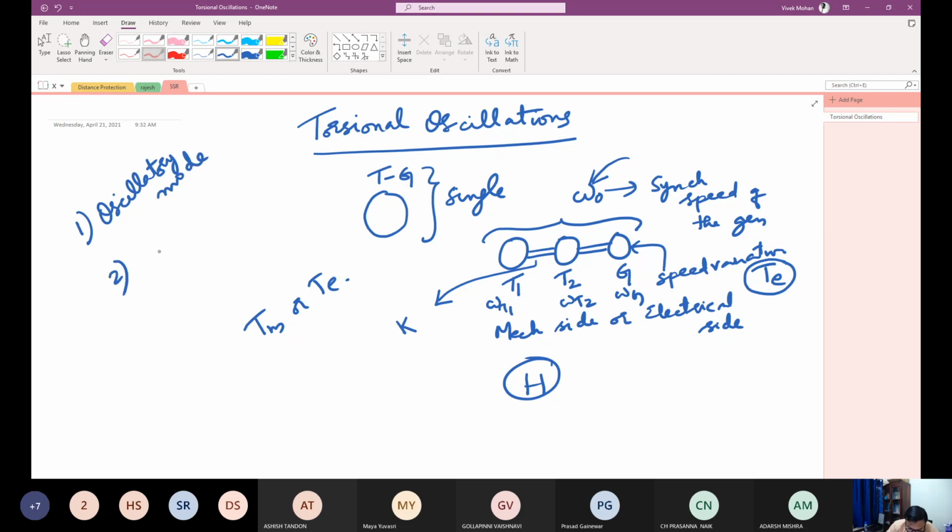Second one can be common mode. Now, the oscillatory mode is the torsional oscillations and the twisting effect of the shaft, and it is more localized in nature. That means the shaft between each mass, or between two of the masses in the system, has a different pattern of oscillation. But common mode in the sense the whole system has an oscillatory nature with respect to the outside system. That means this is the whole system.